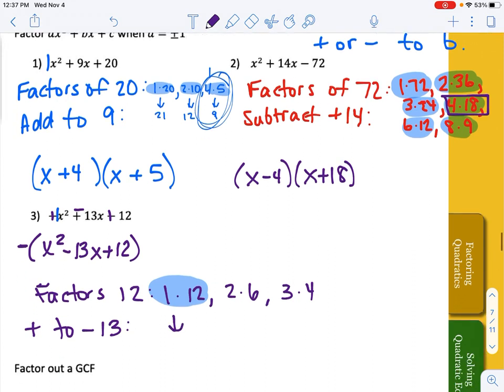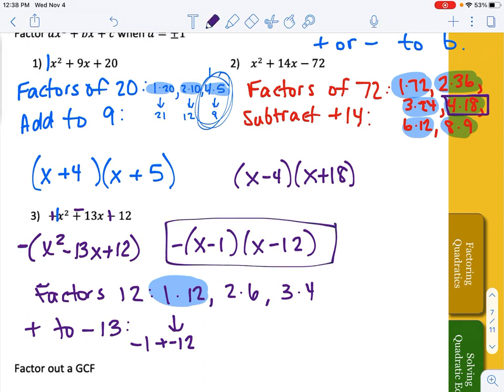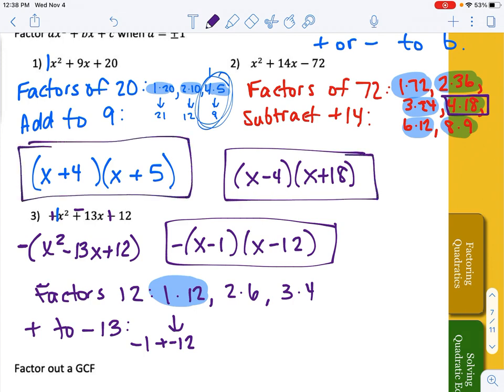The problem is they are currently adding to +13. So to make them add to -13, we just make them both negatives when we put them in our brackets. So x minus 1, parenthesis x minus 12. Don't forget this negative left on the outside. And we are completed. So we have our factors for all three of those problems. You're looking for factors that then add or subtract to our middle B term.